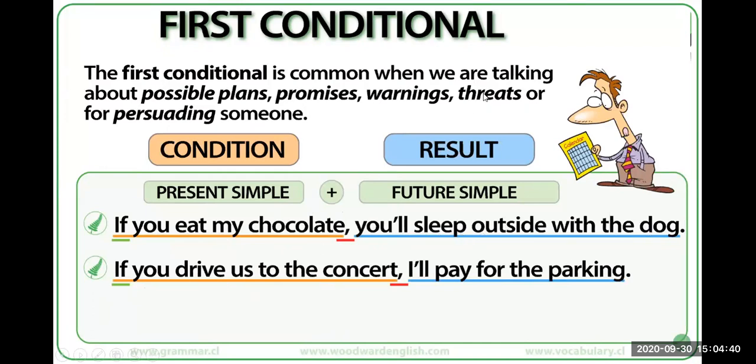If you eat my chocolate, you will sleep outside with the dog. This is a threat. And if you drive us to the concert, I will pay for the parking. We are trying to persuade the person to go to the concert, okay? Estamos tratando de persuadir a esta persona para que vaya al concierto, okay? ¿Y cómo lo persuadimos? Con este resultado, okay? If you drive us, si nos llevas al concierto, yo voy a pagar el parqueo.